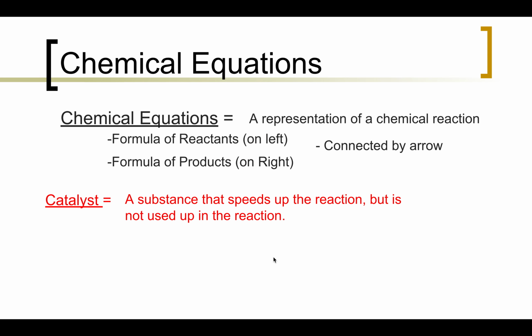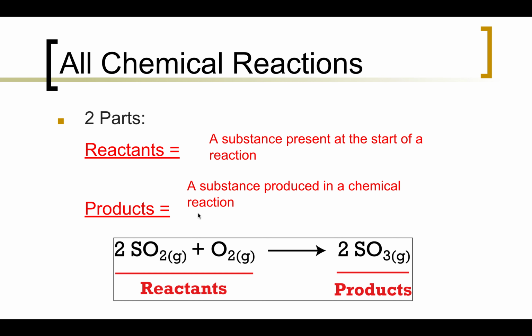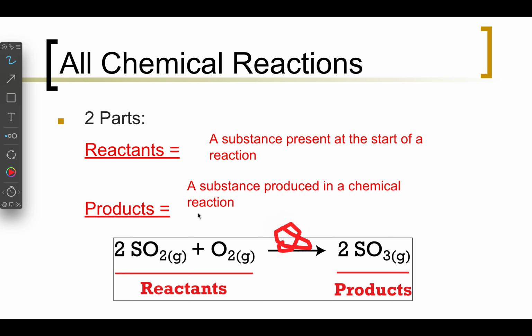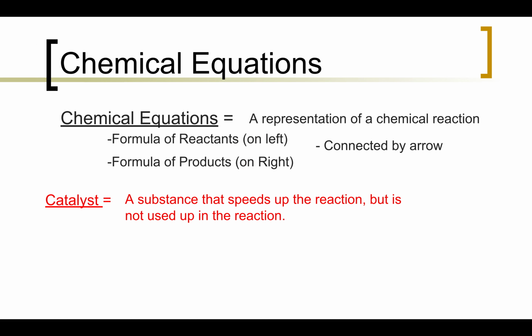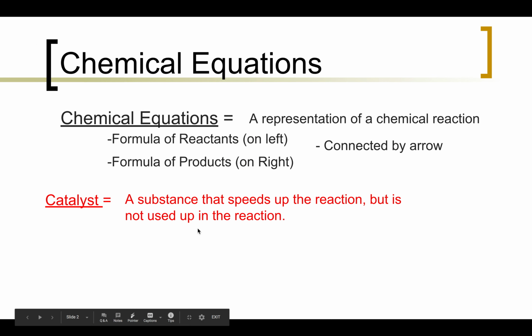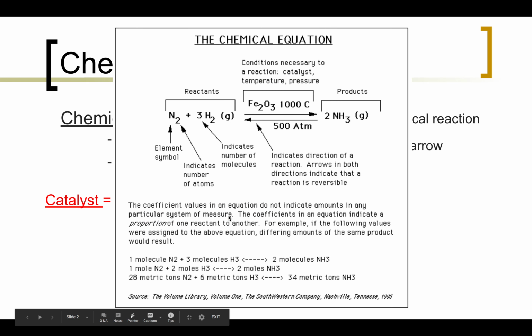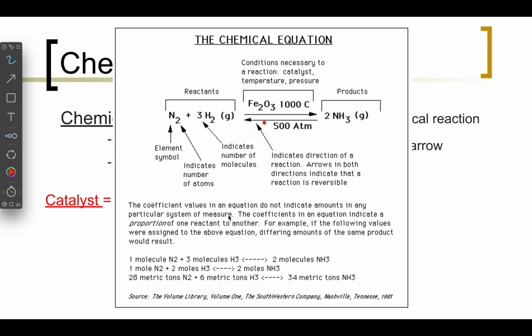And chemical equations also can have something called a catalyst. That's something that helps speed up the reaction. It's usually written right above the arrow right here. It's not super important that we understand that. It's just good to know, right? And it's not used in the reaction. So here is an example of a catalyst right here. You can see it's above the arrow. It's not in the reactants. It's not in the products.